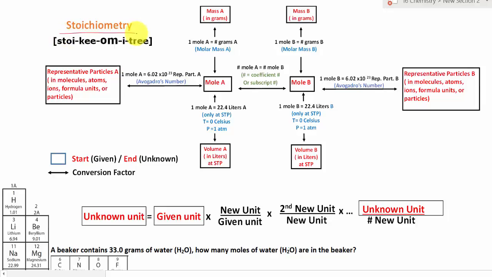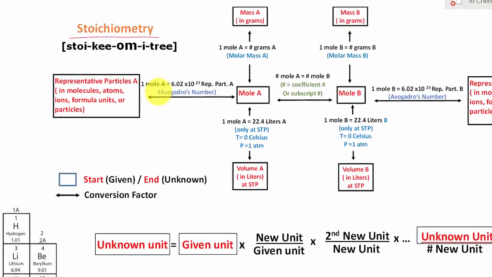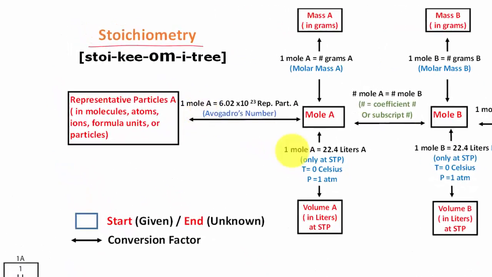In the previous lesson, we learned how to use the stoichiometry flowchart. However, if we look at all the conversion factors on the stoichiometry flowchart, some of them are not complete. In order to have a complete conversion factor, both sides of the conversion factor must have a number and a unit. Here is an example of a complete conversion factor. That is, we have 1 mole of A equal to 22.4 liters of A.